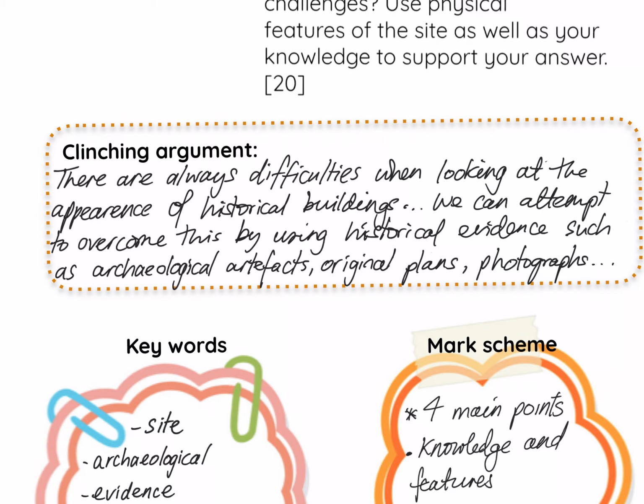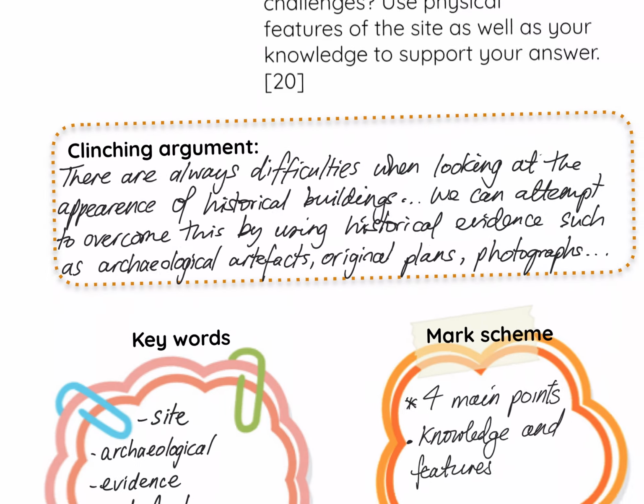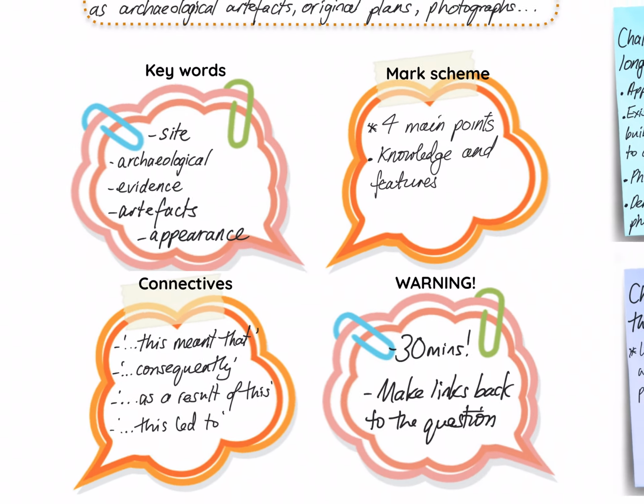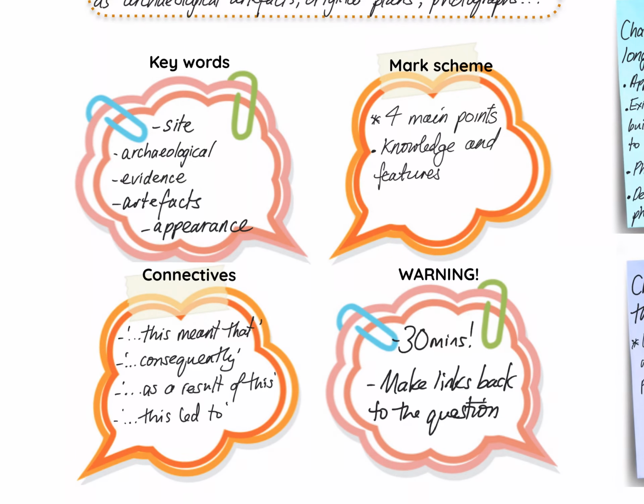So essentially my clinching argument is that if we use the range of evidence that's available to us, then we can overcome the challenges that we'll look at shortly. Let me have a look at some of the key words that we've got here. The key words that I would be focusing on would be, of course, the site, archaeological, evidence, artifacts, and appearance. So site and appearance link to the question, and that links to the warning, which I'll come back to in a minute.